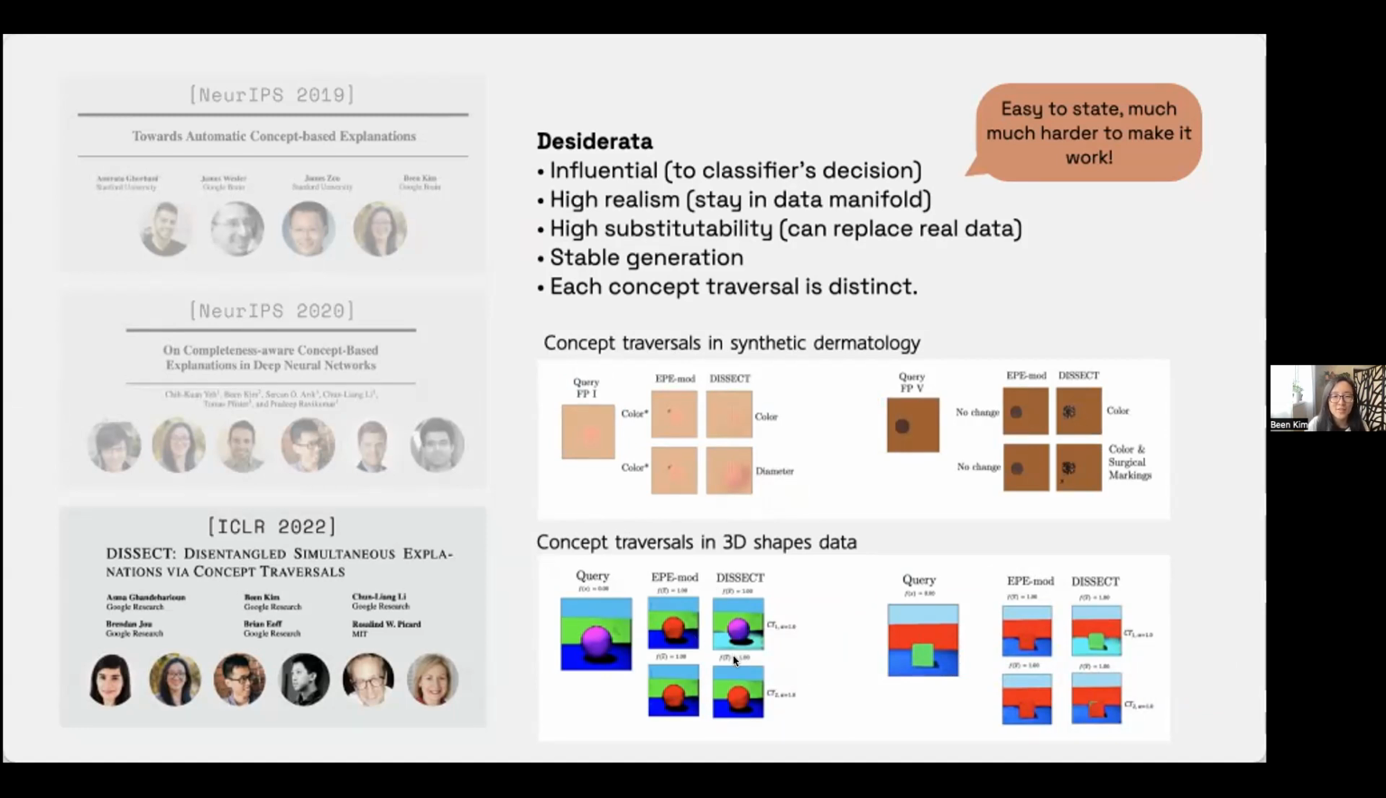And as you can see, Dissect is able to find that you can change the ball color from purple to red to change classification, but also the color of the floor too. So some diverse and stable and realistic generation of these concepts that the classification model uses.